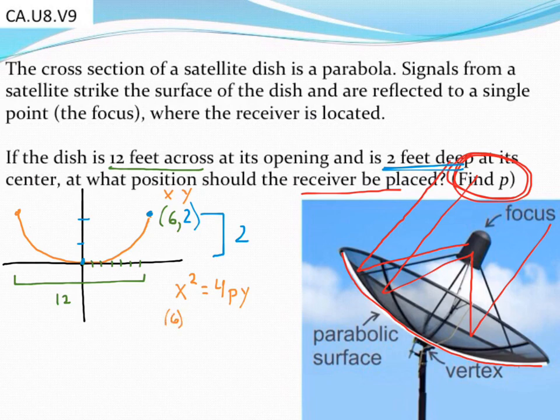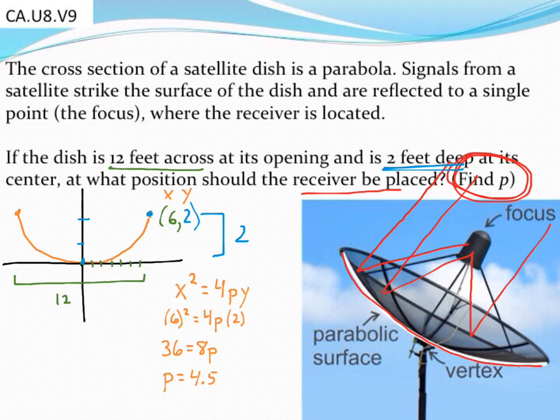So x is 6, half of the length of the parabola. So 6 squared would equal 4 times p times the y value, which is 2, and you can see that this is not a terrible equation at all to solve. So 36 would have to equal 8 times p. If I go ahead and divide both sides by 8, I find out that p comes out to be 4.5, which is the answer that I'm looking for.